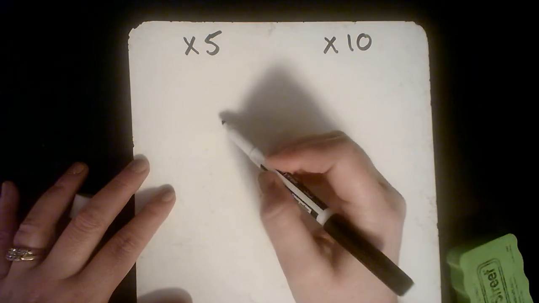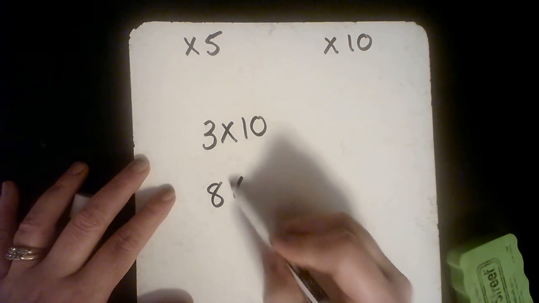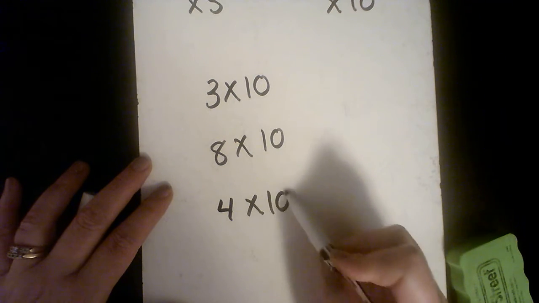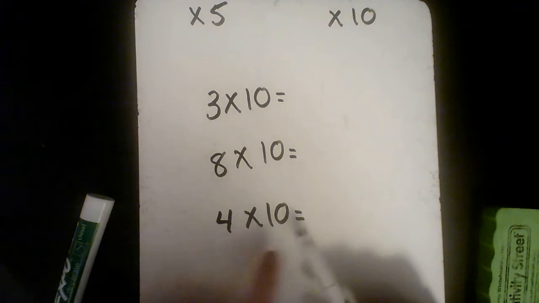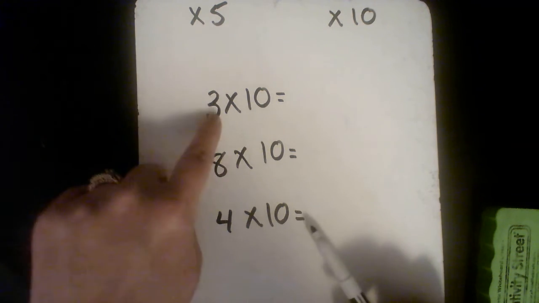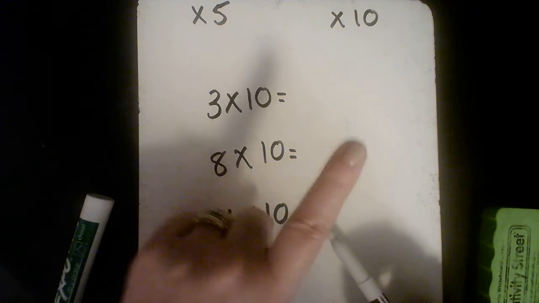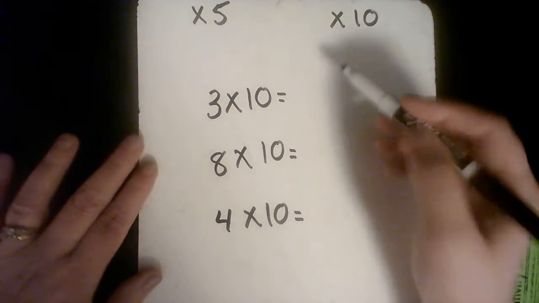All right, the same goes for groups of 10. Now, I'm going to do this one slightly different because I want you to see a pattern. Okay, so I'm going to have 3 groups of 10, 8 groups of 10, and 4 groups of 10. Now, I'm not going to draw these groups of 10 because we know that we can skip count by 10 to get the answer. So if there's 3 groups with 10 in them, it would be 10, 20, 30. I would skip count 3 times and the answer would be 30.